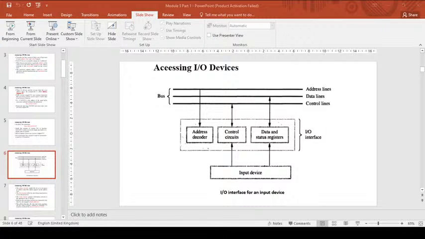So consider a program that reads one line from the keyboard, stores it in a memory buffer and echoes it back to the display. This is a program. A similar program you have studied in the second module also. The program reads one line of characters from the keyboard and stores it in the memory buffer. It has to be stored somewhere in the memory, and then copied back to the display.